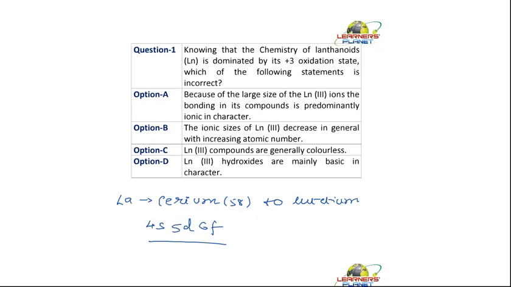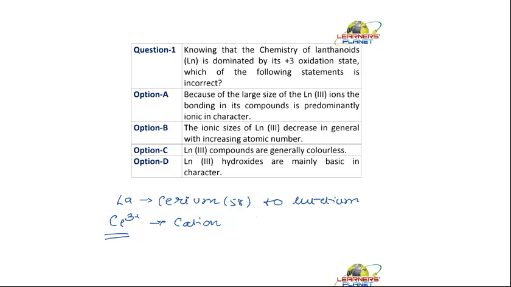So, in these, where are the electrons present? They are present in your f orbitals. Now, let's take up the options. Because of the large size of lanthanide 3+ ions, the bonding in its compounds is predominantly ionic in character. Of course, they do have large size. Say, if I am taking cerium 3+, it is a large size cation.